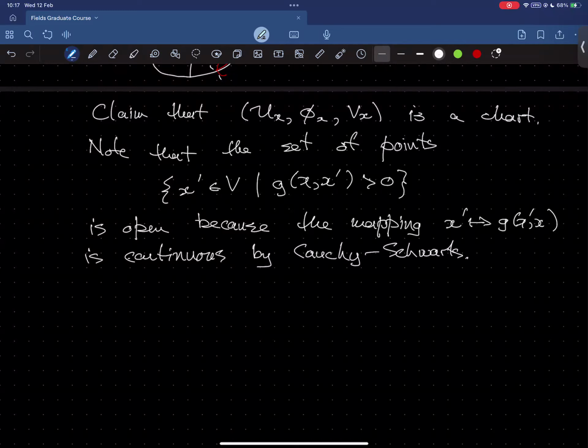Okay. And the map, which sends x prime in, so let me call this set for the time being, let me call it u x plus. Okay, and this is the set of points in V whose inner product with x is positive, right? So it makes sense to call that ux plus.